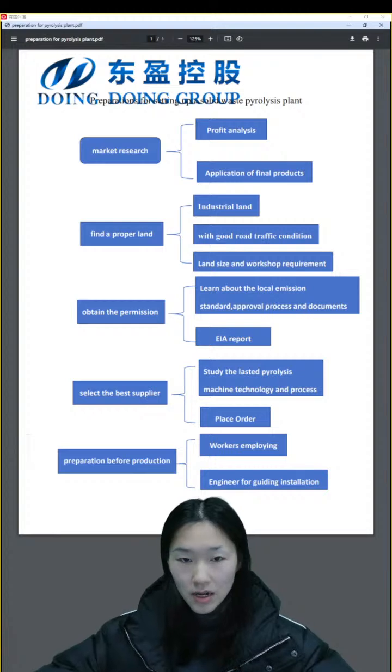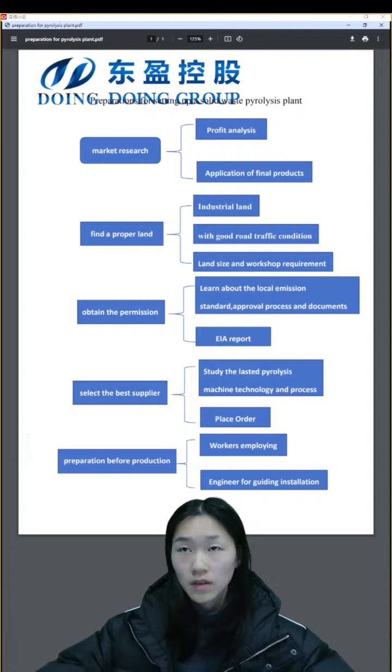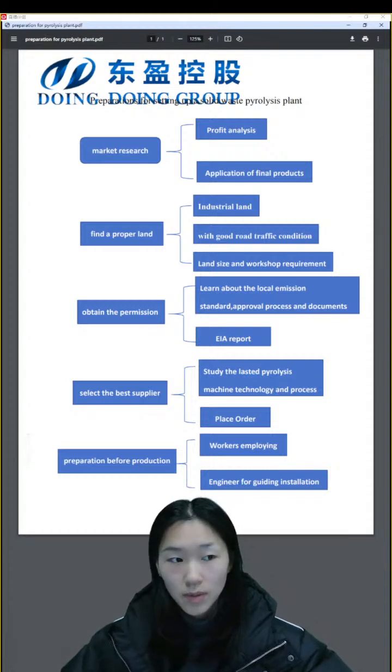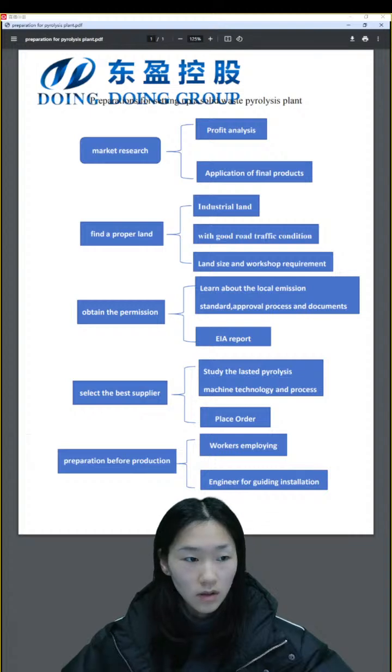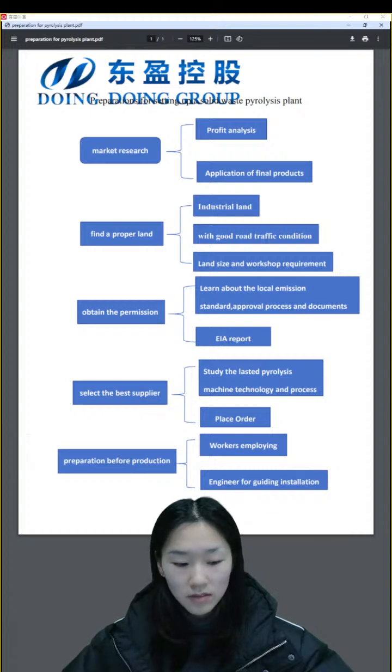In many areas, there are two permissions you need to get. Like in India, you need to get the NOC permission. Or in many areas, you need to get the running permission. You need to learn this based on your local situation.